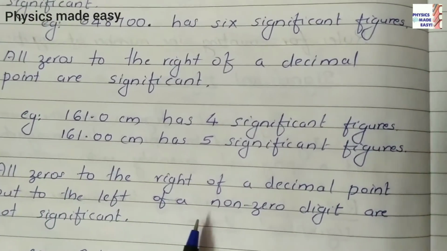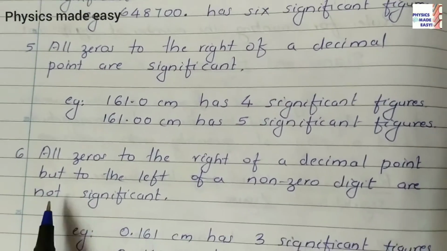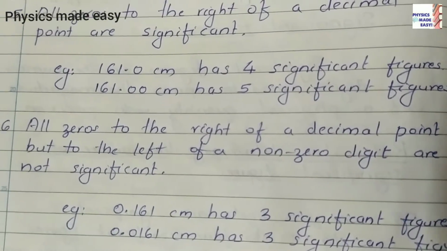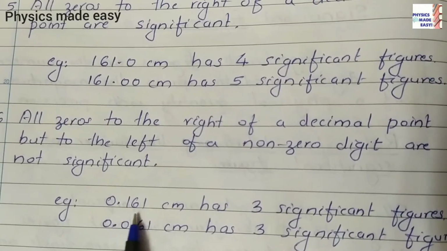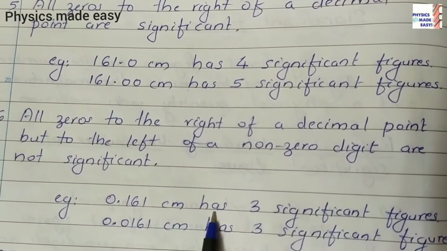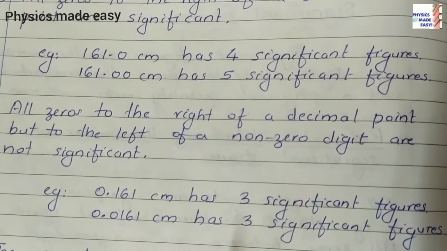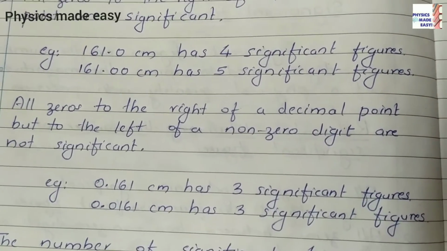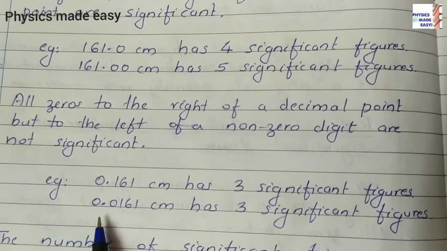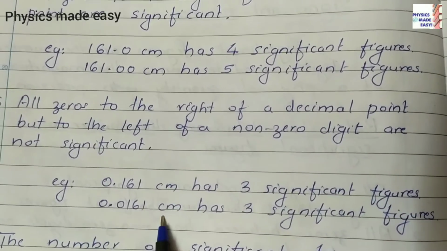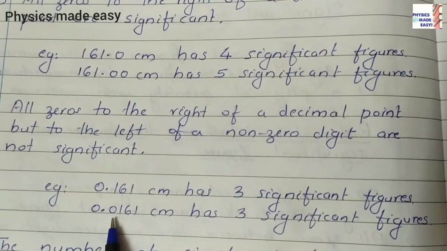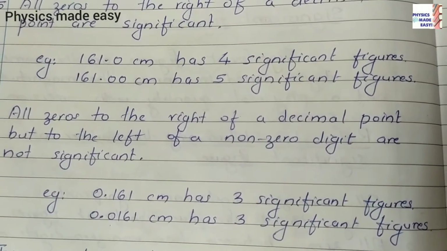All zeros to the right of a decimal point but to the left of a non-zero digit are not significant. Here 0.161 centimeter has 3 significant figures. Here 1, 2, 3, 3 numbers are 3 significant figures. But here 0.0161 centimeter, it has also 3 significant figures. No need to consider this 0.